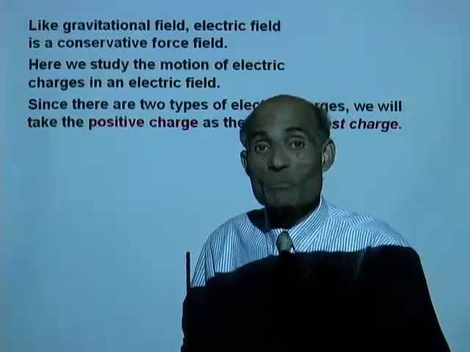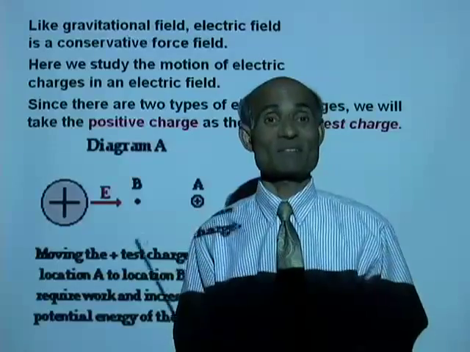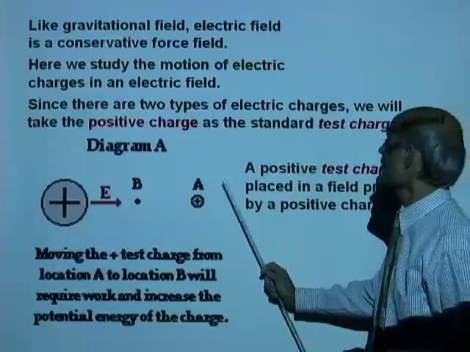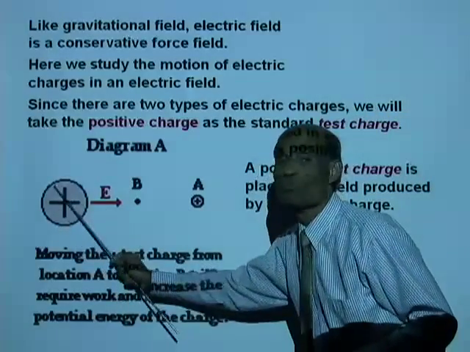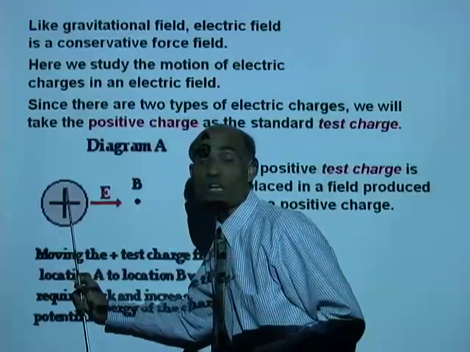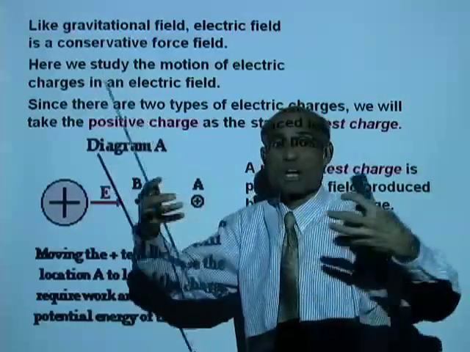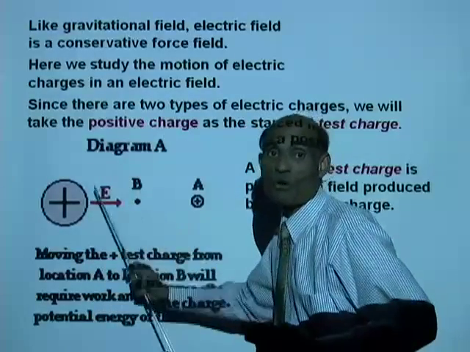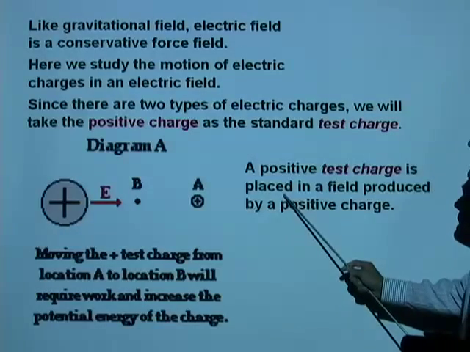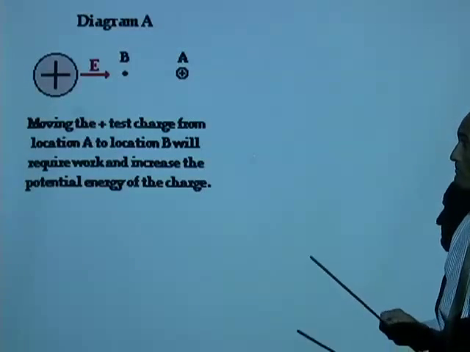Therefore, we will now be talking about the motion of positive charge in an electric field. Now, a positive test charge is placed in the electric field produced by this positive charge. Now remember, the electric field due to a positive charge will be diverging from the charge. The field lines will be originating from it. So a positive test charge is placed in a field produced by a positive charge.